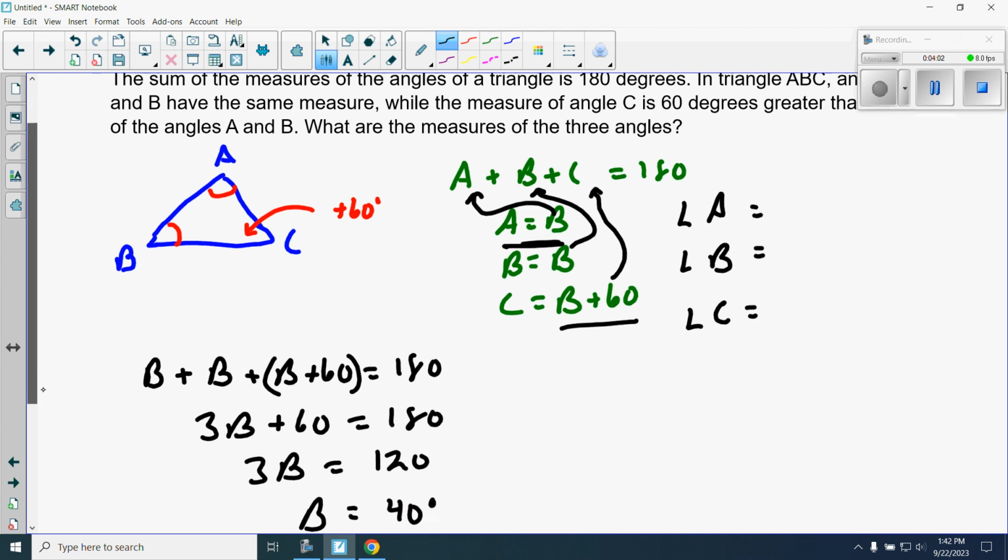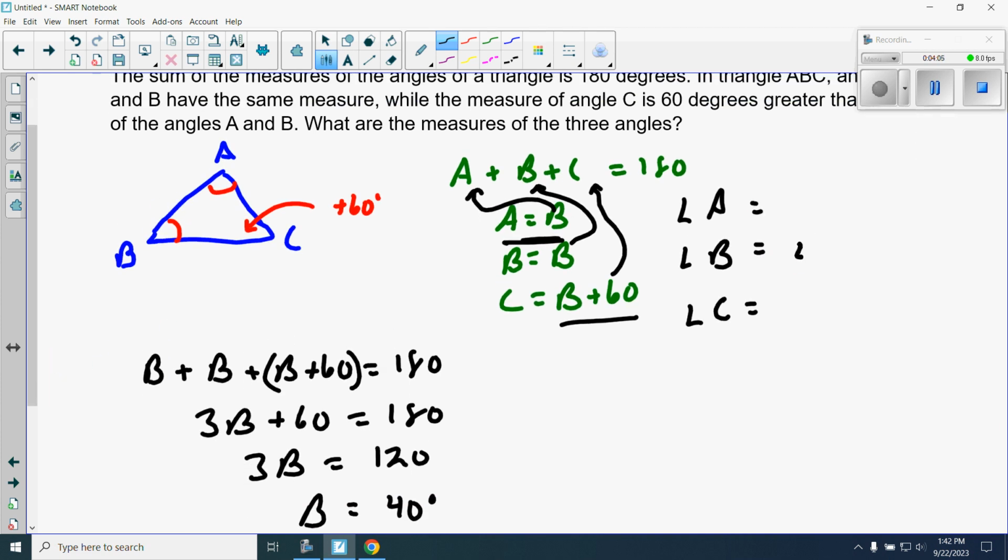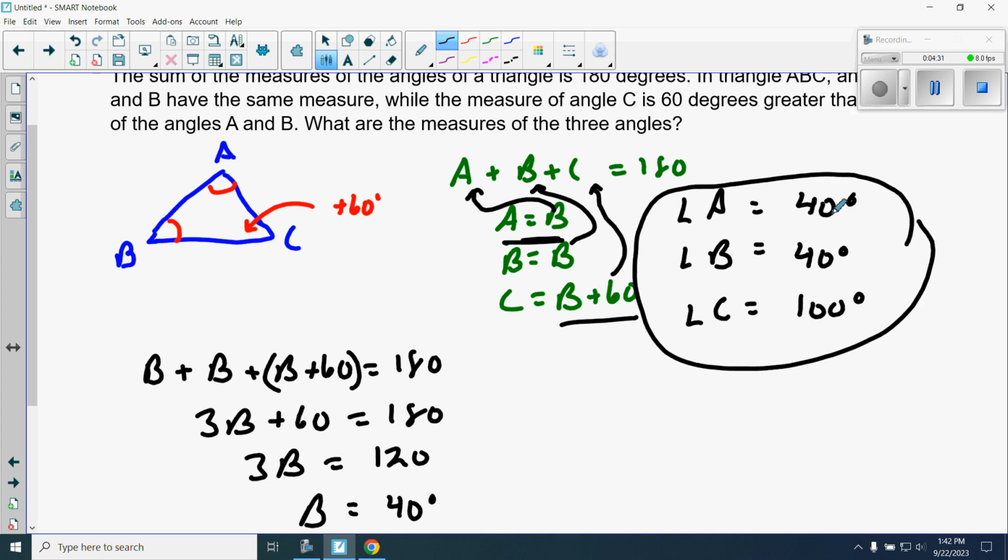Well, we already found out that angle B was 40 degrees. Angle B and angle A are the exact same measurements, which means A is also 40 degrees. Make sure we label. And angle C is 60 degrees more than angle B, which makes it 100 degrees. So there's my answer. Here again, I want to know what's right. Add those guys up. 40 plus 40 is 80, and 100 makes 180. All the angles add up to 180.